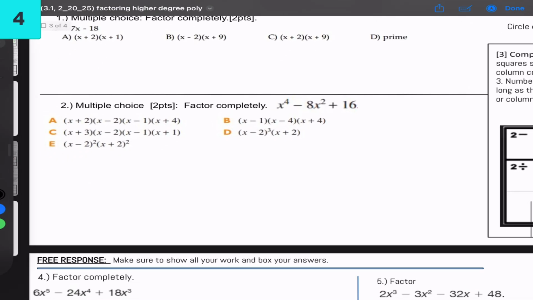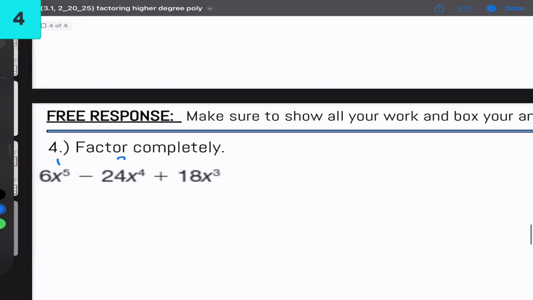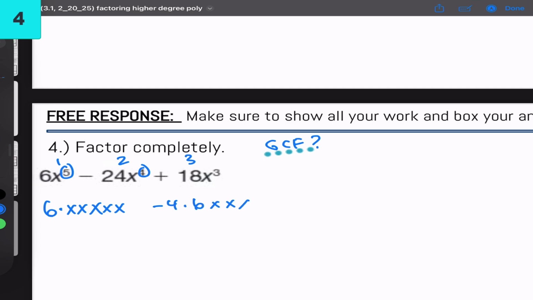Okay, let's go to question number 4. Here we have a trinomial, but you cannot use the box yet because half of 5 is not 4. So we always want to ask, is there a GCF? And then I have 6 times 3, x, x, x. So it looks like they have a 6 in common, and they also have x to the third in common. Okay, so this is our GCF.